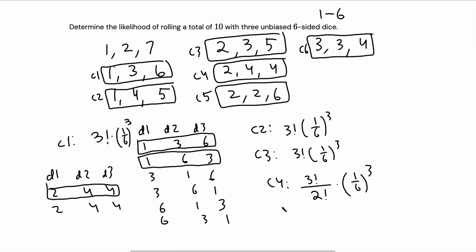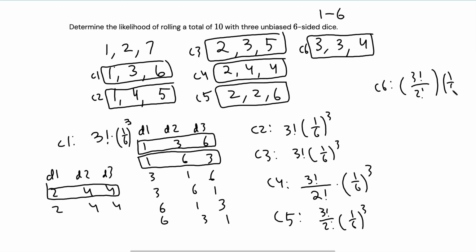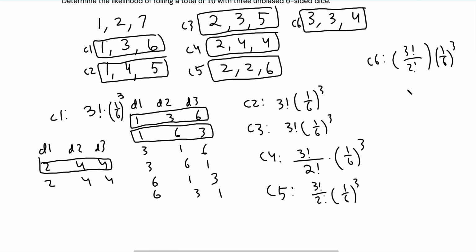So that's case 4. What about case 5? Well, that's the same as case 4. So that's 3 factorial divided by 2 factorial, times 1/6 to the 3rd. And what about case 6? Same thing. 3 factorial over 2 factorial, times 1/6 to the 3rd. So sum it all up, and we should be good.